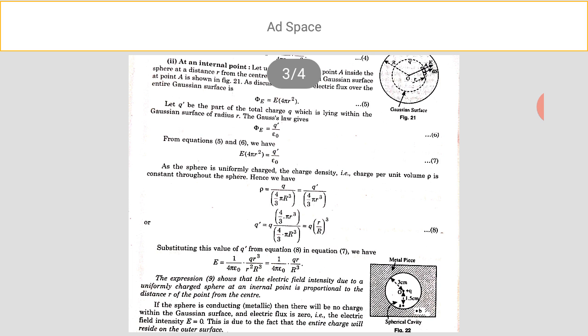If the sphere is conducting, that is metallic, then there will be no charges within the Gaussian surface and the electric flux is 0. That is, the electric field intensity is equal to 0. This is due to the fact that the entire charge will reside on the outer surface.